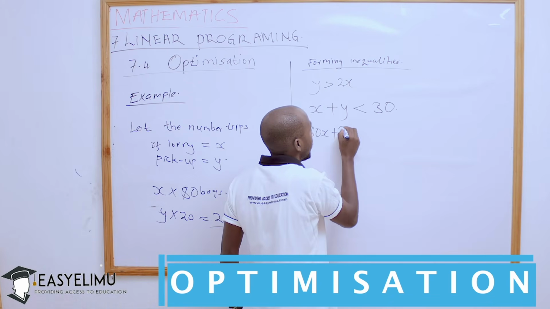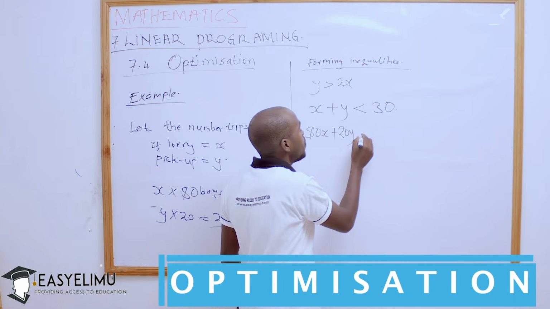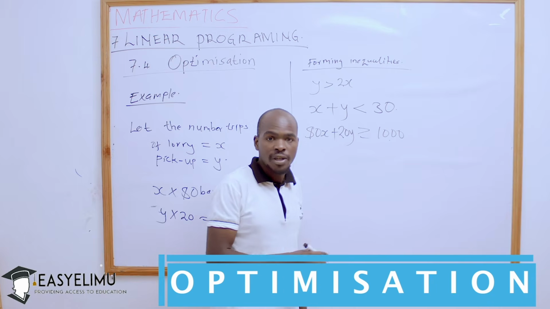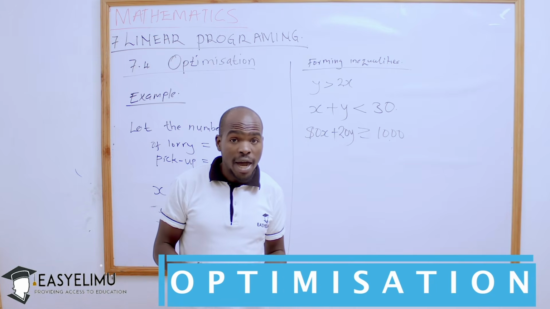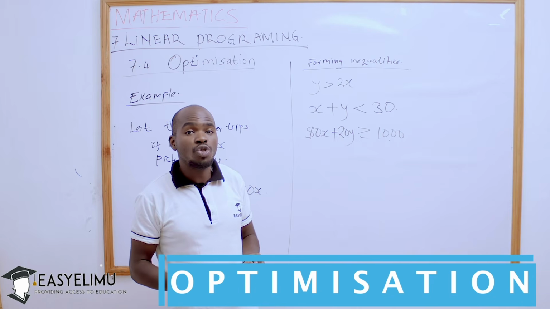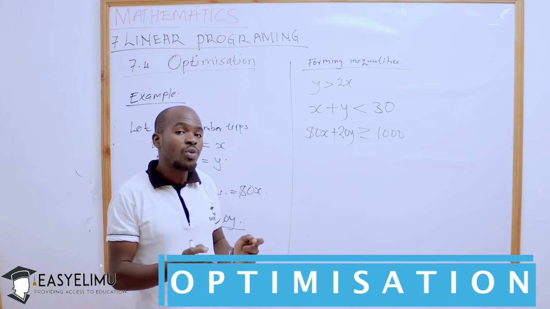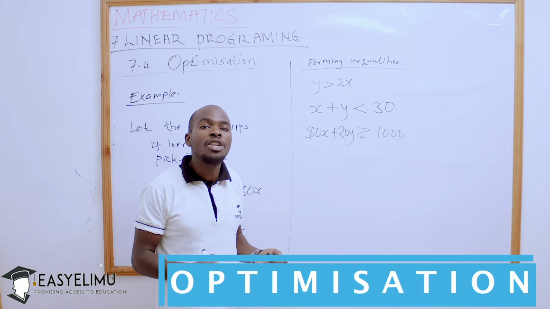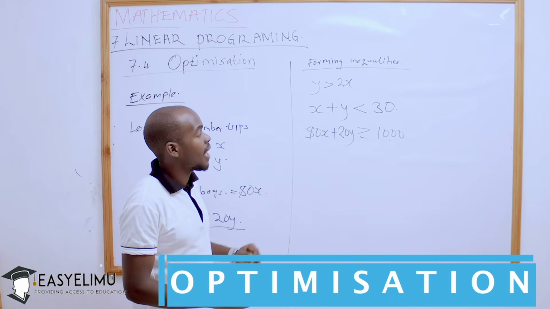So if we add, we have been told that it should be greater than or equal to 1,000 because he is intending to transport 1,000 bags. And if he is intending to transport 1,000 bags, it means he may transport that 1,000 or even more than that, but he's not intending to transport less than that 1,000. So that is our inequality.